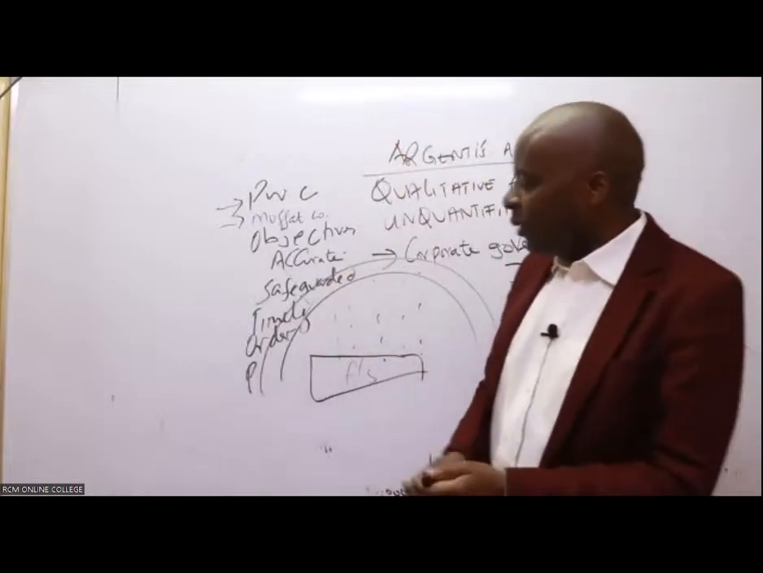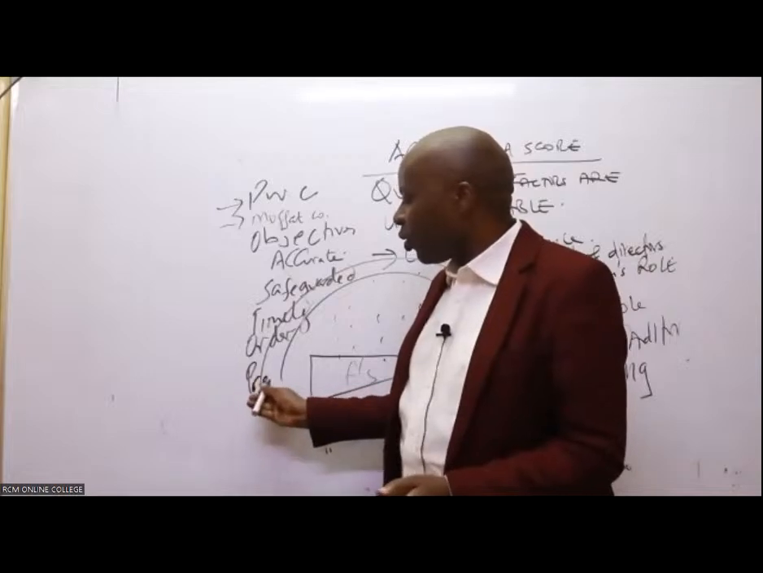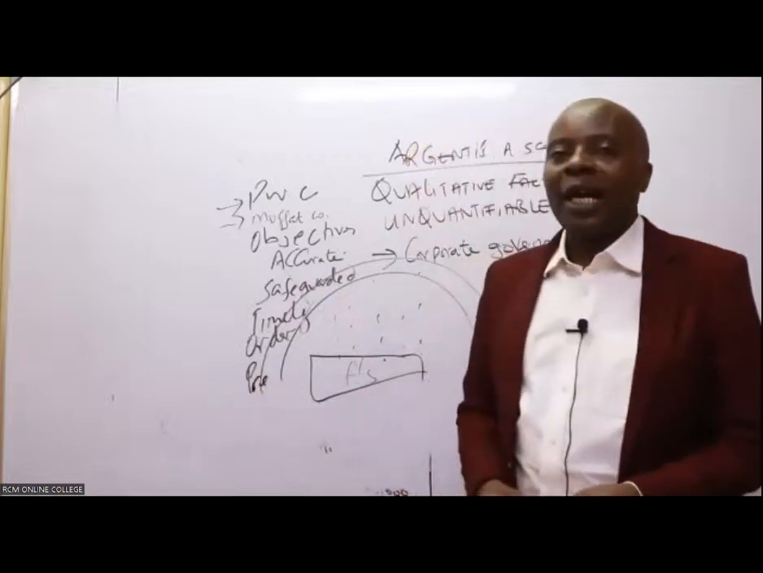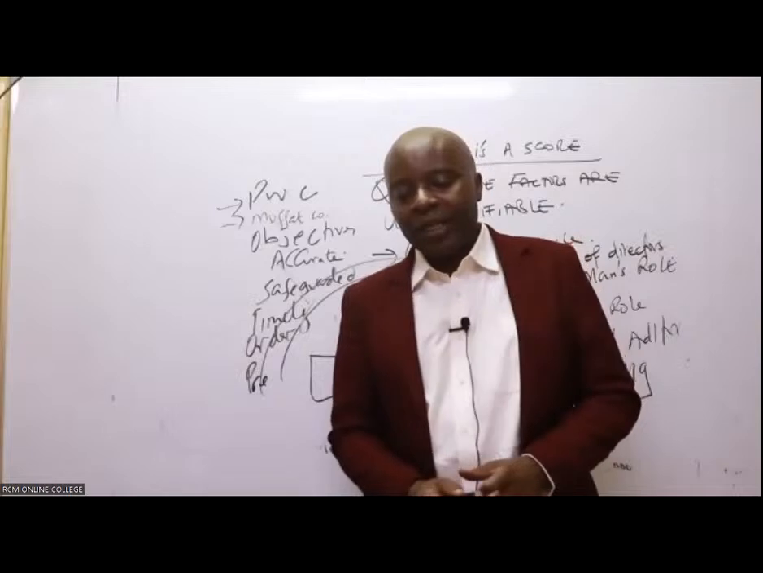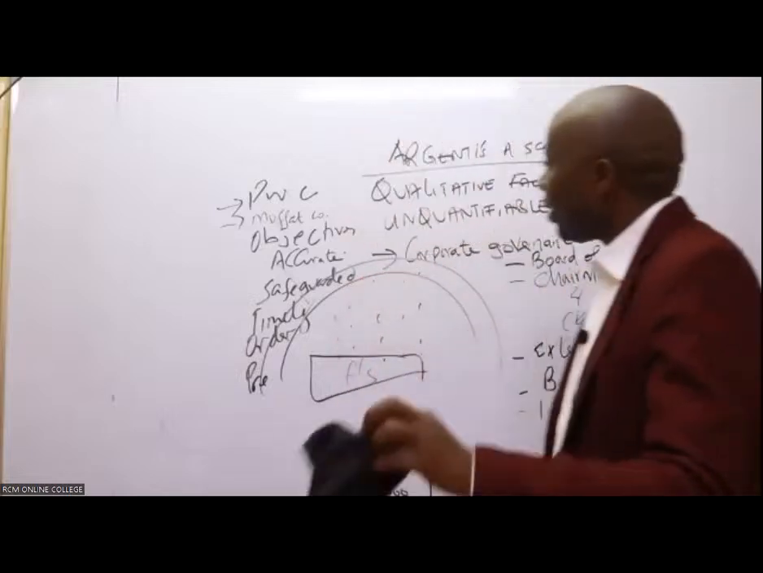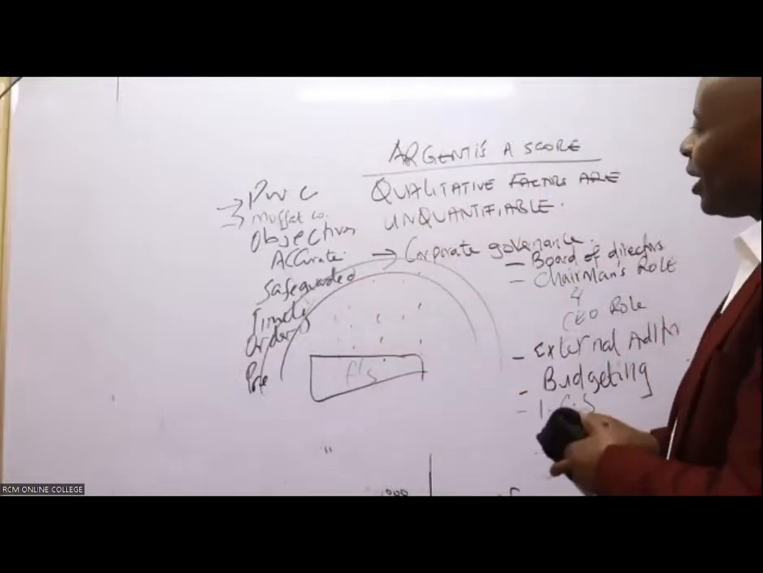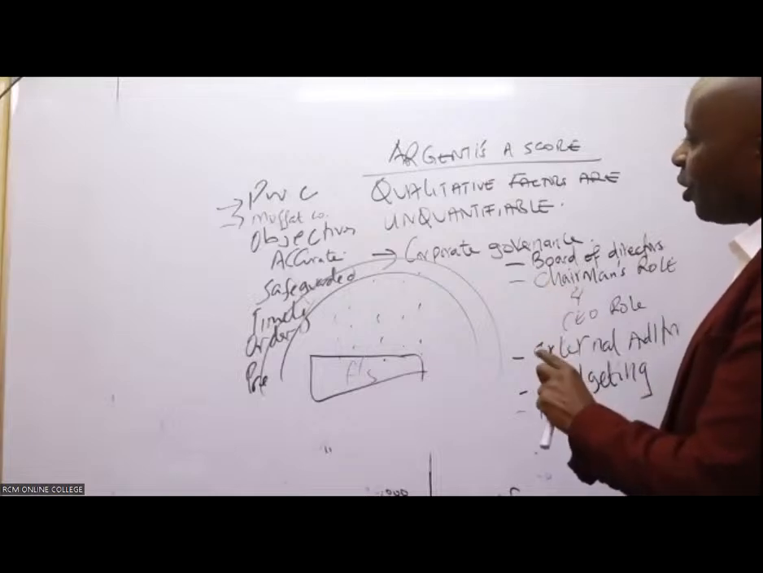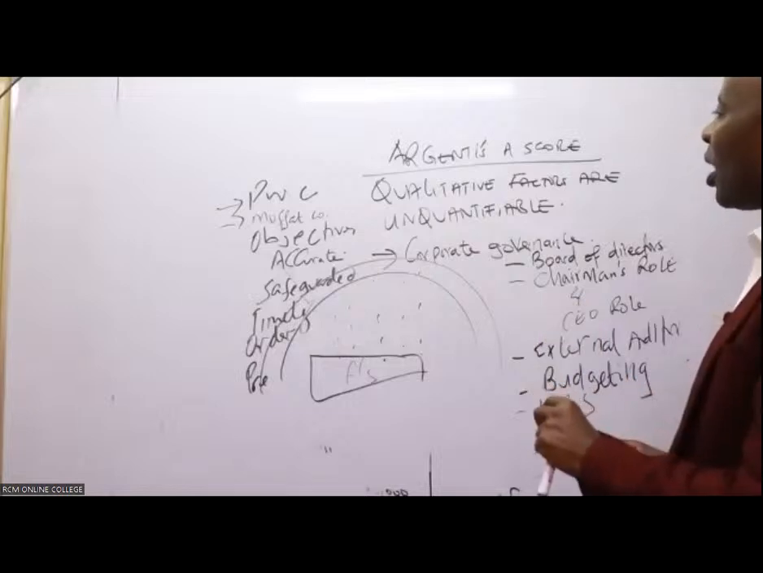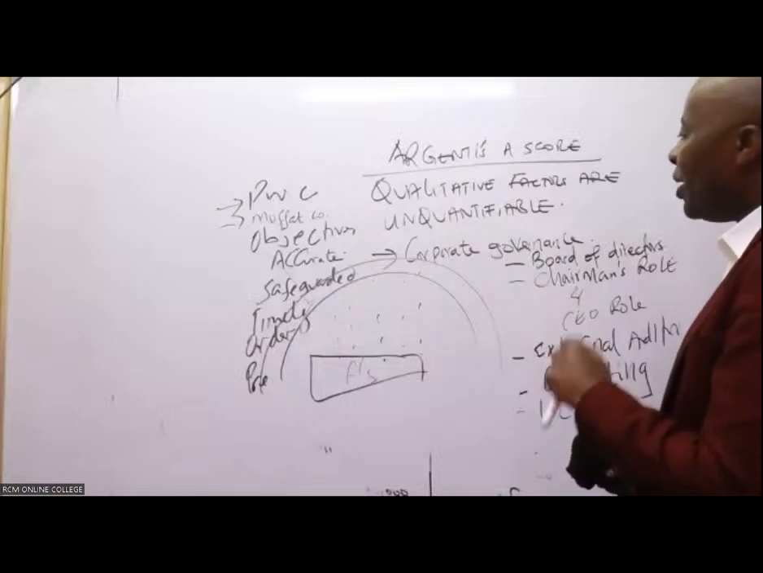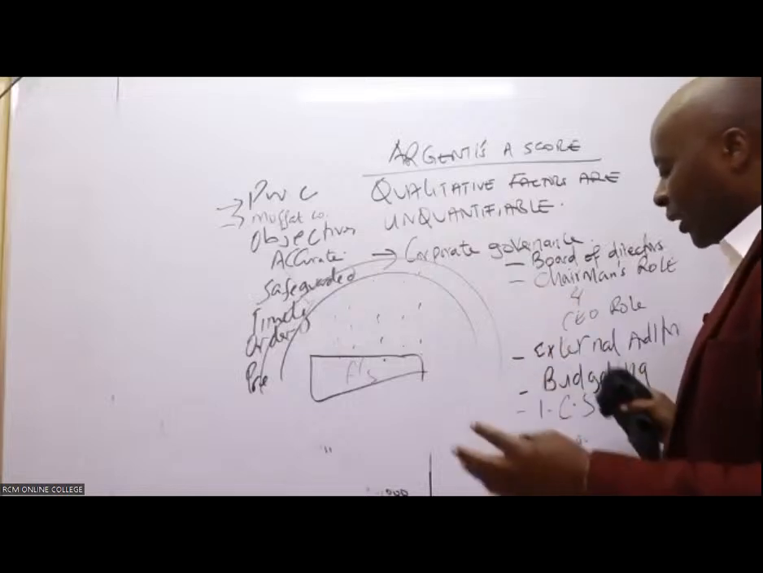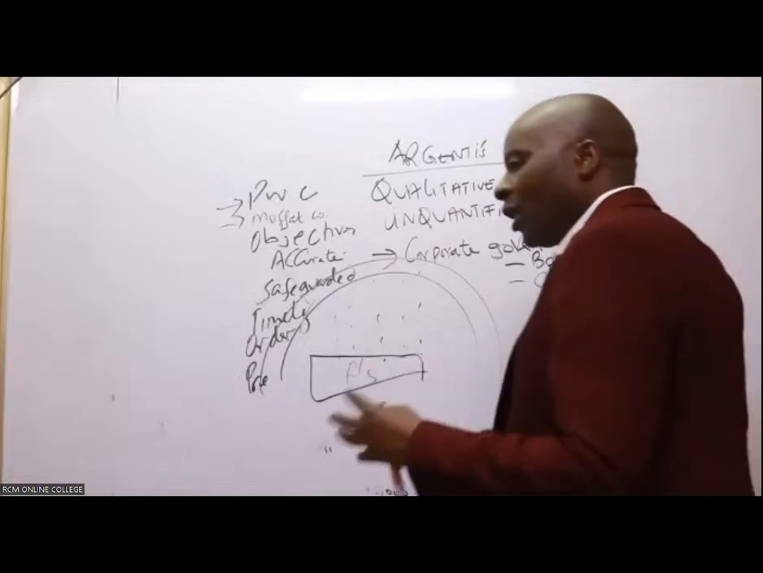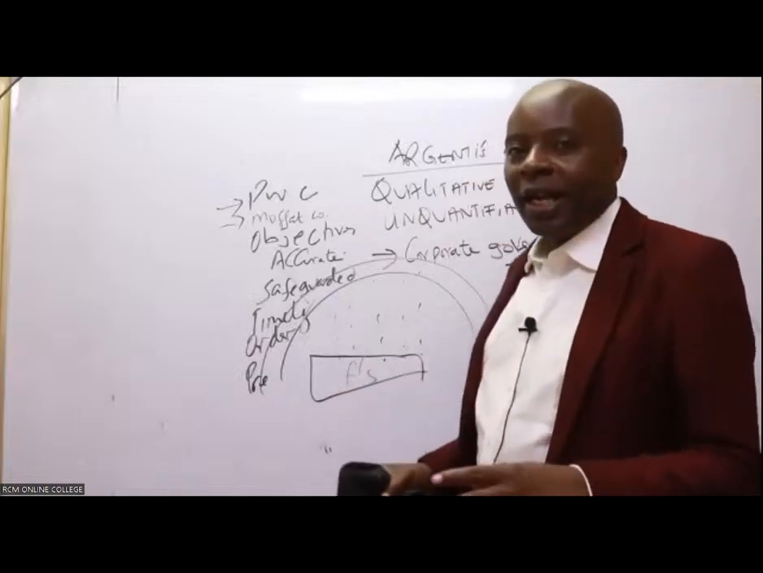And then, of course, we have this P. We are looking at prevention of frauds and errors. Now, ladies and gentlemen, this is really very, very important. So in the Argentine A score, we are looking at the qualitative factors, those factors that are unquantifiable, but yet they are very, very important.